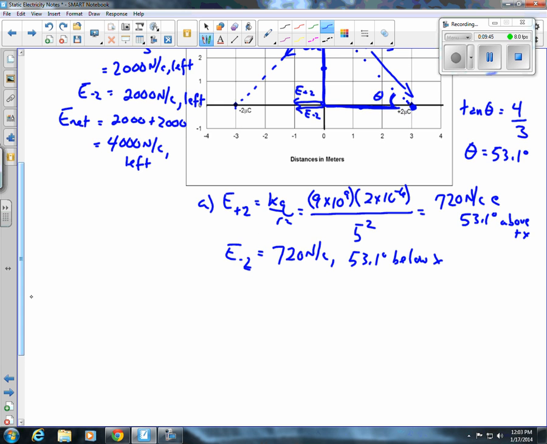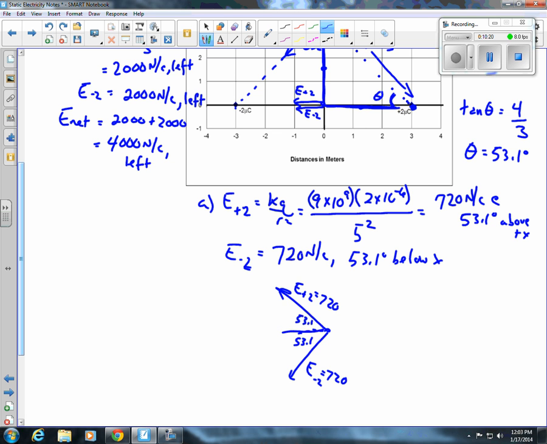Now to find the net, I'm going to resketch this just like this. So I have E for the plus 2 is 720 and then this angle is 53.1. I have E minus 2 is 720, and this angle is 53.1. And if I think about it, everything is symmetrical. Which way is this thing going to go? And it turns out my net is going to be straight to the left. The up and down parts are going to cancel.